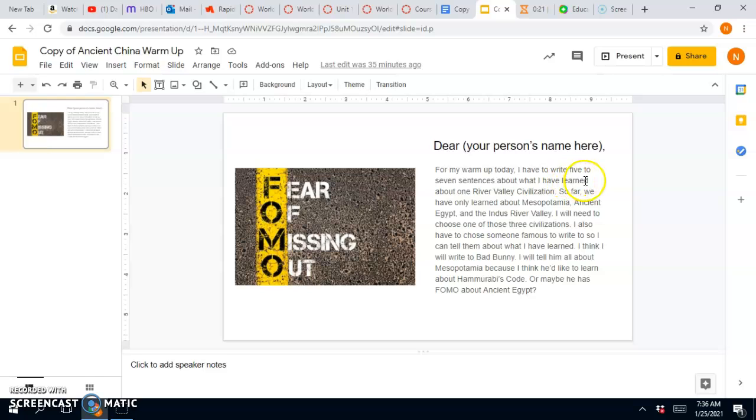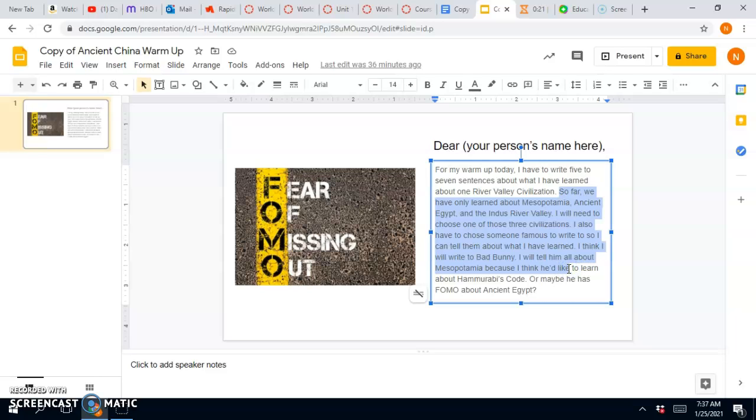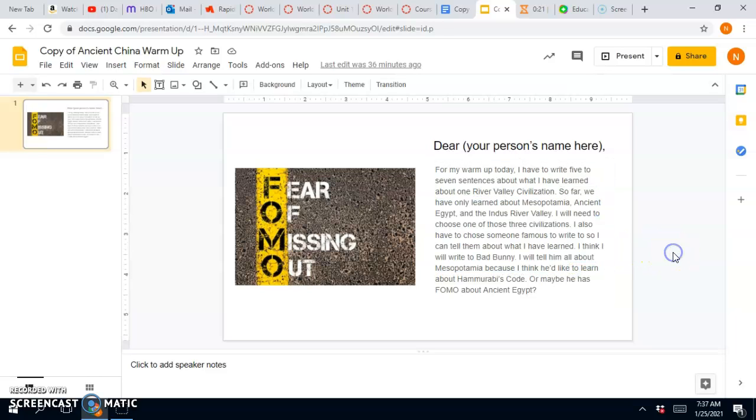For my warm-up today, I have to write 5 to 7 sentences about what I've learned about one river valley civilization. You can keep that sentence. And then all the rest of this, you need to take that out because that's stealing, okay? And it says, I think I'll write to Bad Bunny. You don't do that. You're just going to go ahead and put, Dear Bad Bunny. For my warm-up today, I have to write 5 to 7 sentences about what I've learned. So far, I've learned about, you can choose Mesopotamia, Egypt, Indus River. And then make sure you talk about the traits of those things and what you liked about it, okay?